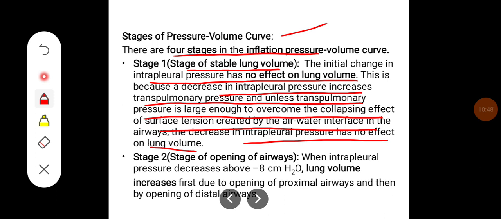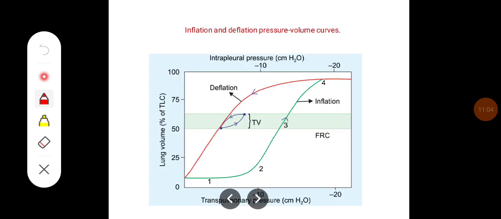And stage 2 is the opening of the airways. When the intrapleural pressure decreases above minus 8 centimeter of water, the lung volume increases, first due to the opening of the proximal airways and then opening of the distal airways.